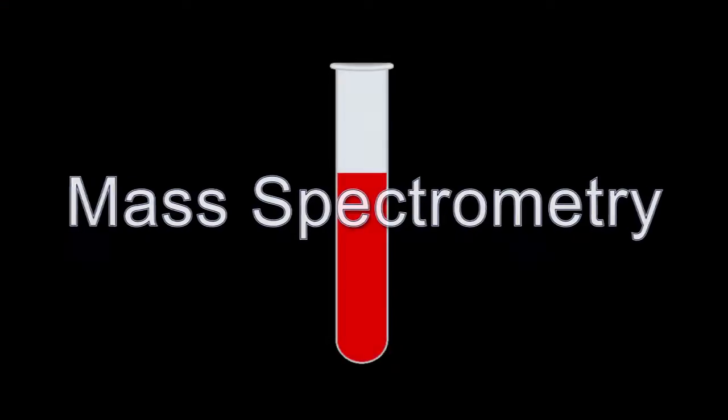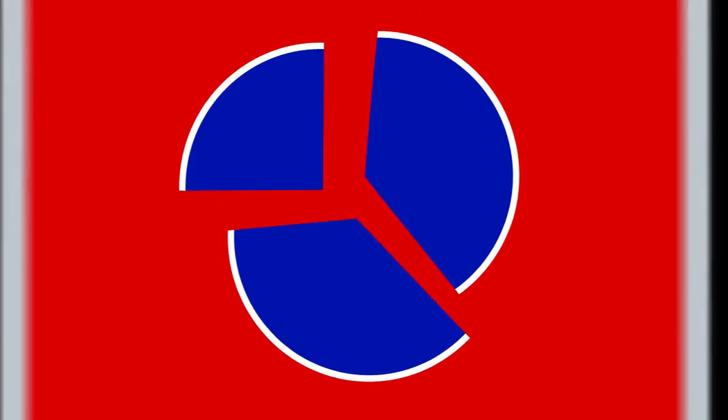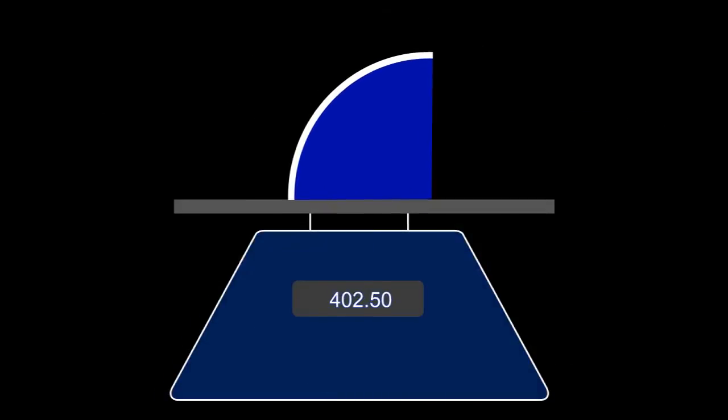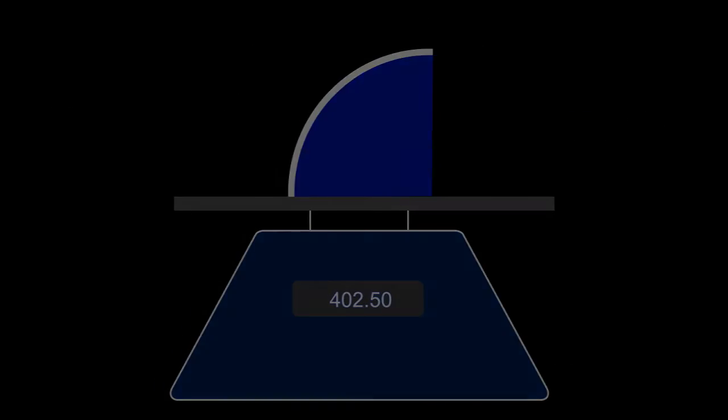Mass spectrometry is used to identify the contents of a sample and the quantities of those substances within that sample. This is based on a substance's weight or mass. A mass spectrometer is essentially a set of very accurate weighing scales.